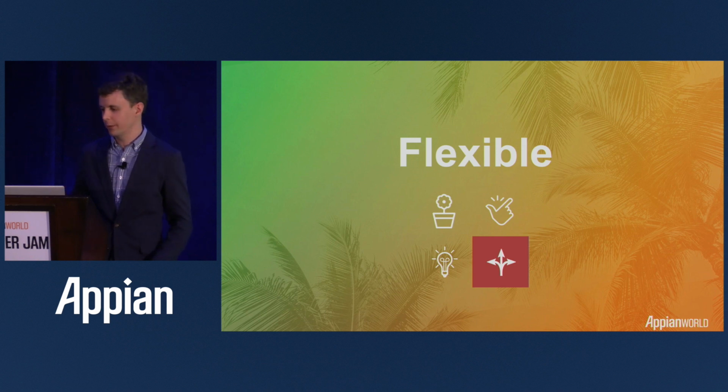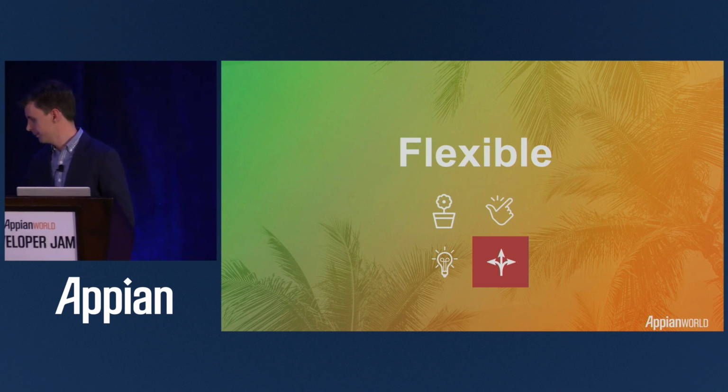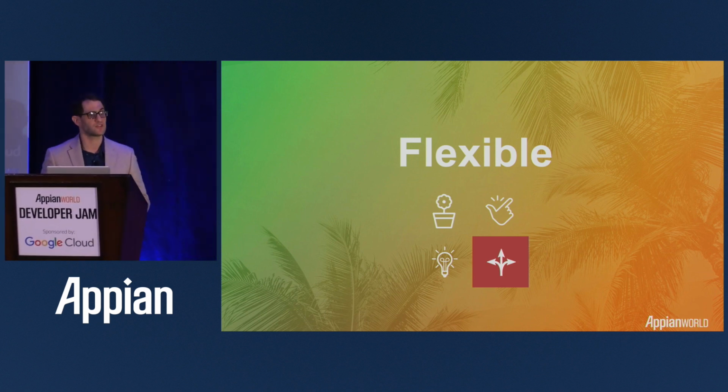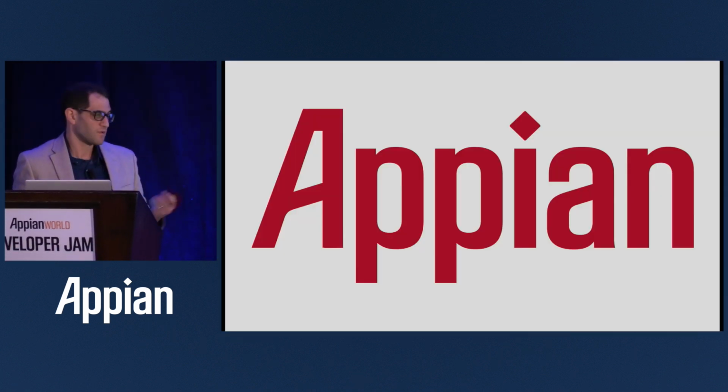So Adam's going to talk a little bit more about flexibility. All right, thanks. So rounding out our fourth pillar of what enterprise applications should be, we think they should be flexible. We think they should be Appian, actually.